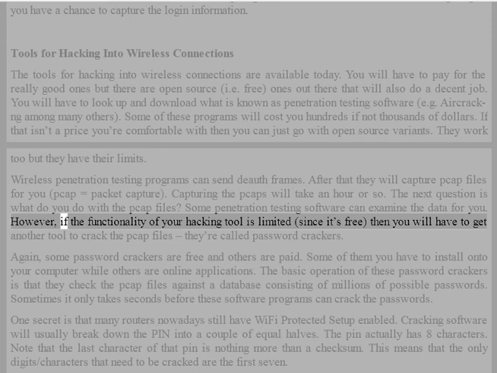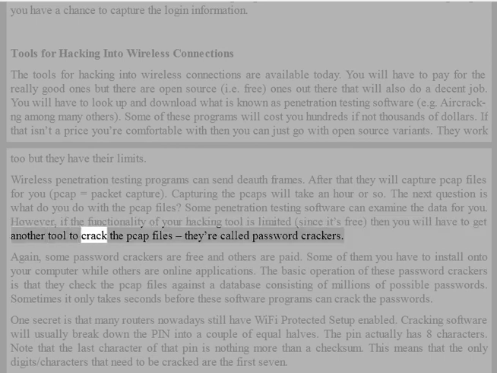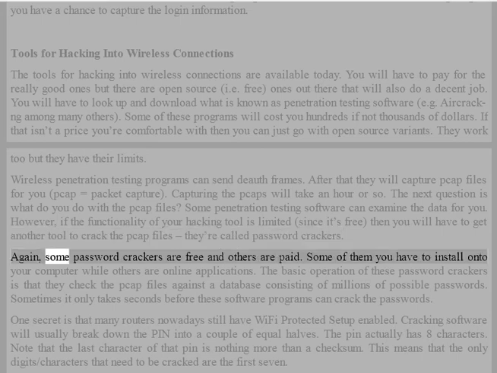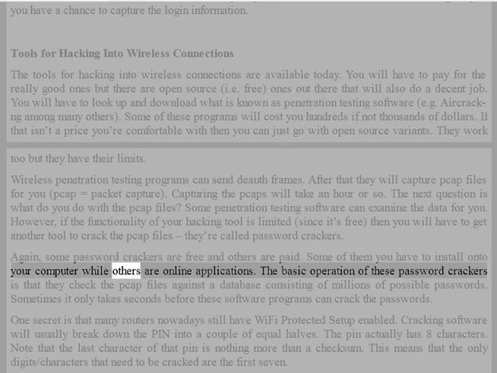However, if the functionality of your hacking tool is limited, since it's free, then you will have to get another tool to crack the PCAP files. They are called password crackers. Again, some password crackers are free and others are paid. Some of them you have to install onto your computer while others are online applications.